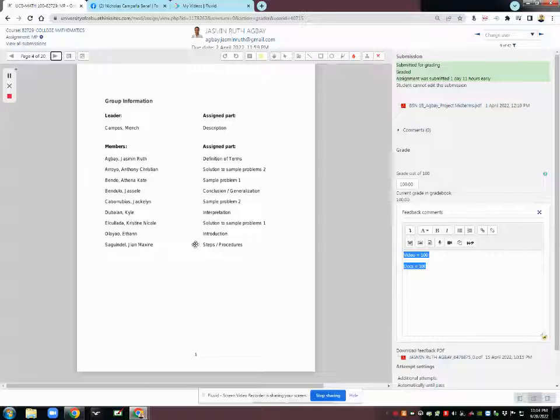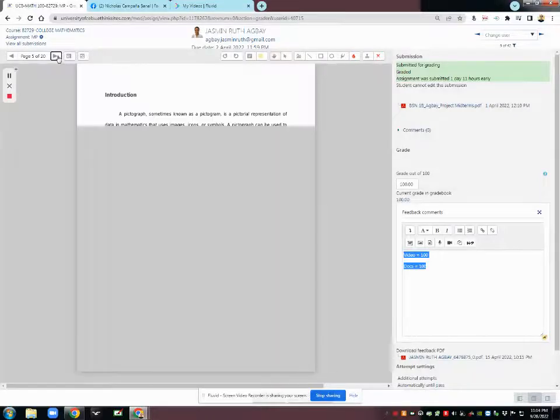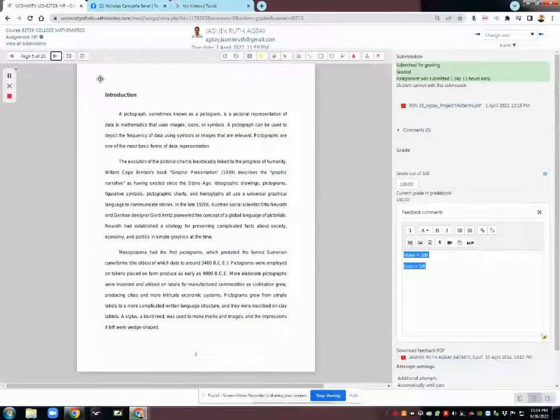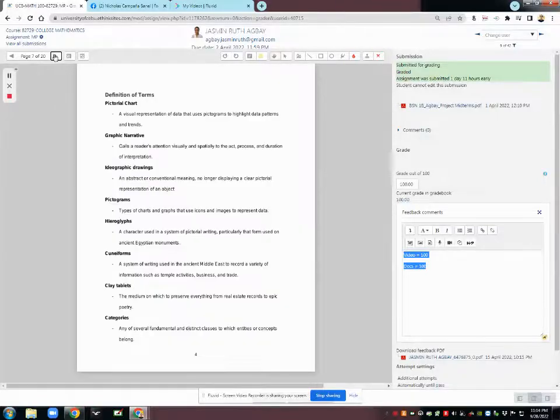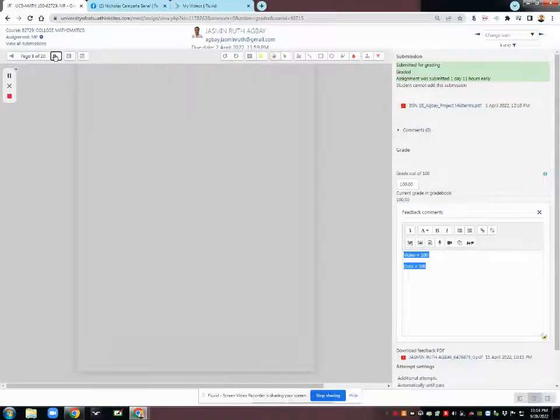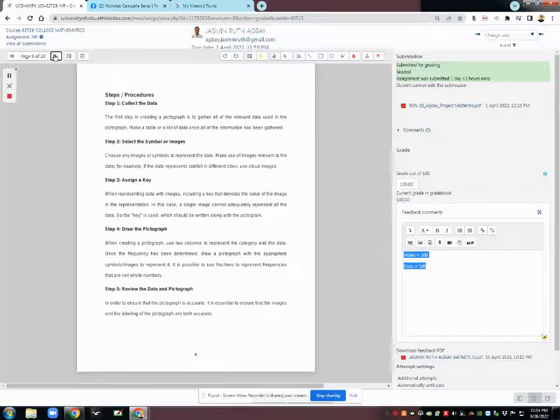Then followed by page number 1, your group information. Page 5 is your introduction. Then 6, your description. 7, your definition of terms. 8, the continuation. Then you have your steps or procedures, how you're going to collect data, and so on and so forth.